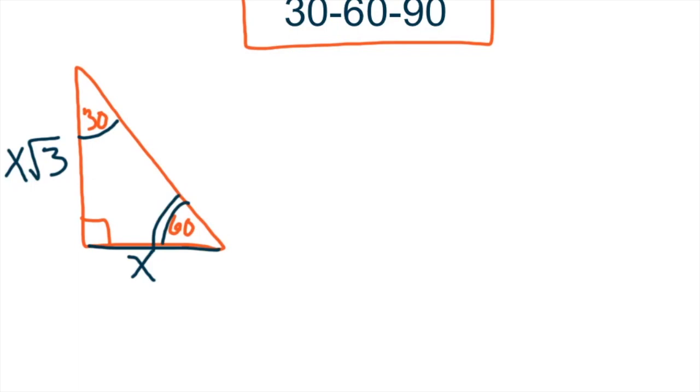Your hypotenuse will always be the shorter side multiplied by 2. So whatever you get for that shorter side, just double it and you'll have the length of the hypotenuse.